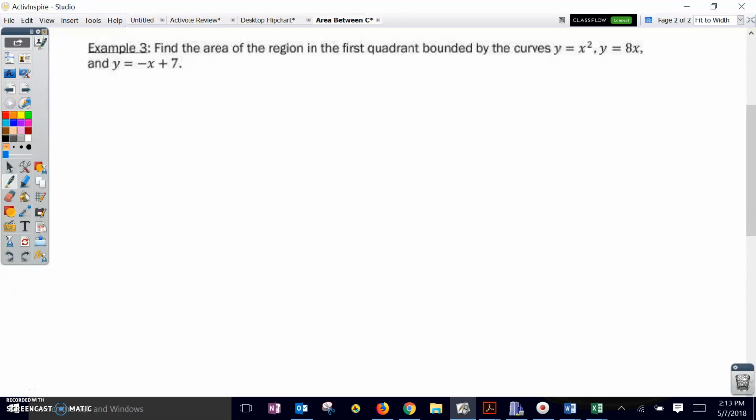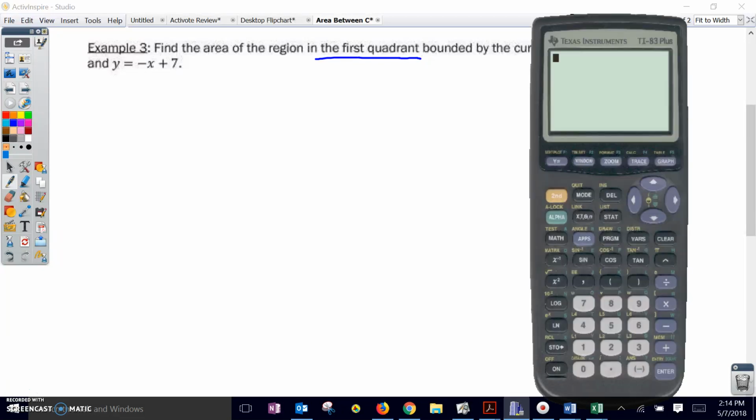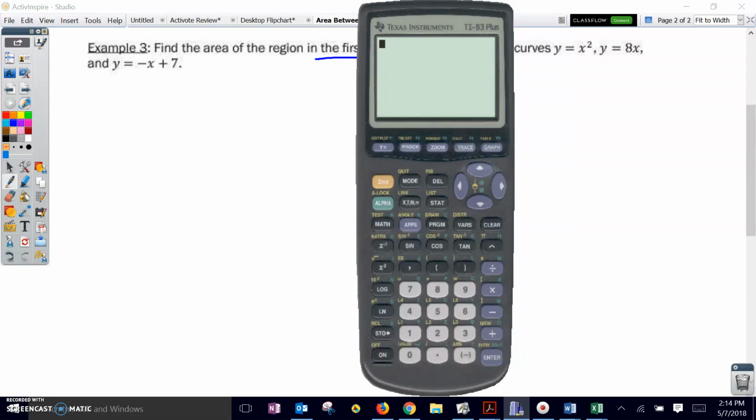All right, in example 3, we're going to find the area of the region in the first quadrant, bounded by the curves y equals x squared, y equals 8x, and y equals negative x plus 7. I'm going to do a quick little sketch of this on my calculator just to help me see what this looks like. We've got y equals x squared, and we've got y equals 8x, and we've got y equals negative x plus 7. None of those were terribly hard to graph by hand, but there's y equals x squared. Okay, so we've got this region in the first quadrant, and I'm just going to quick sketch it up here.